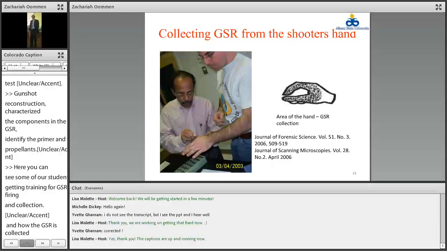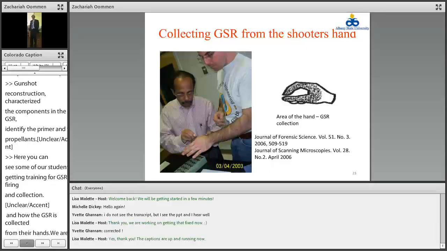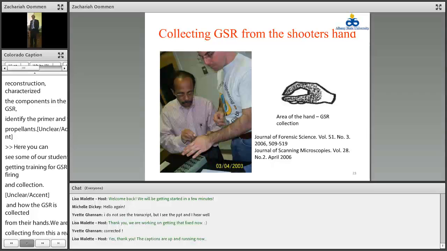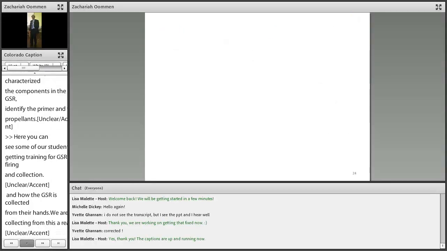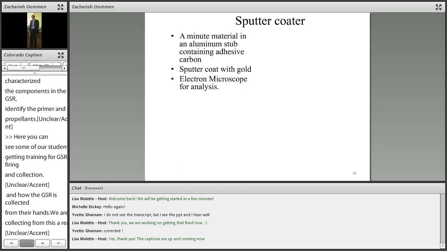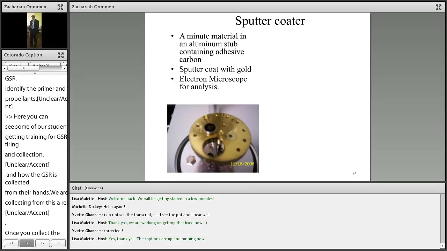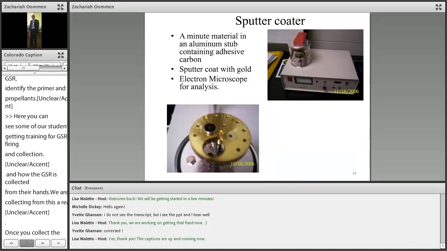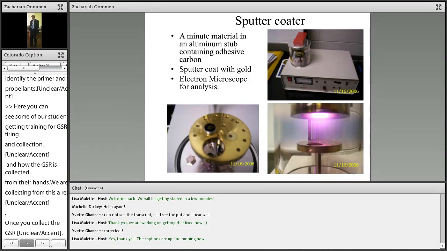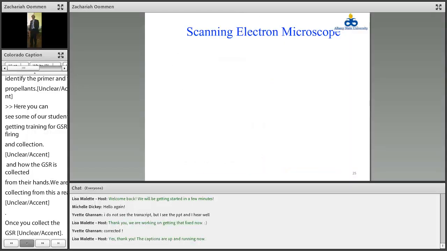I have published some papers in the Journal of Forensic Science and also in the Journal of Scanning Microscopies in 2006. They have an elaborate discussion of gunshot residue, both lead-free primers as well as lead-based primers. Once we collect the GSR, we have to coat it with gold. That is what I usually do: we have the small materials on the aluminum stub, and this is placed in the carbon sputter coater and coated with gold. Even without coating with gold you can do the experiment, but to get a clear result, I do the sputter coating.